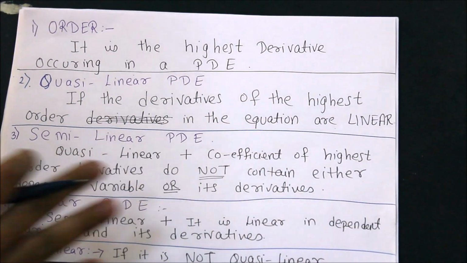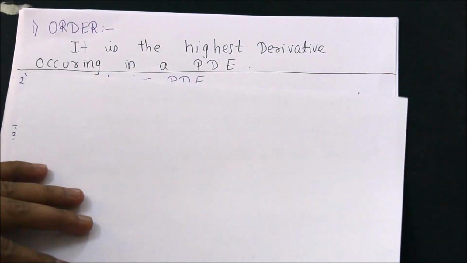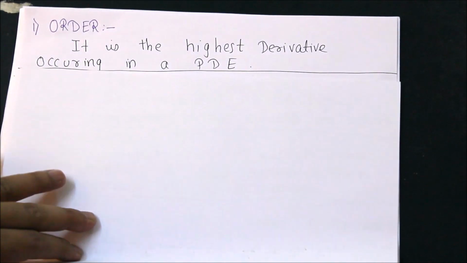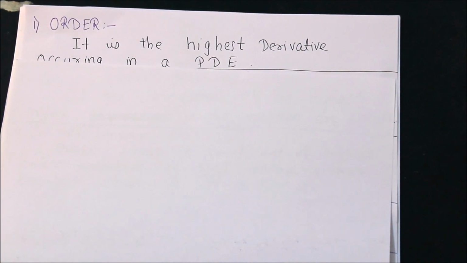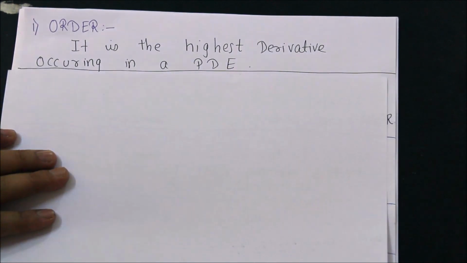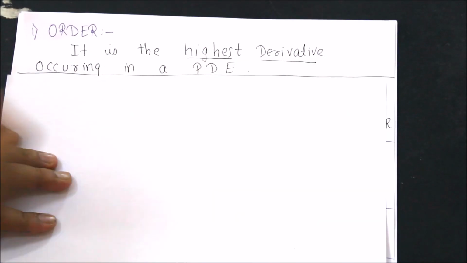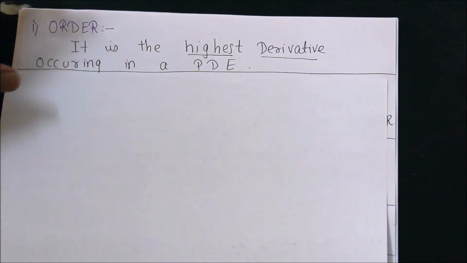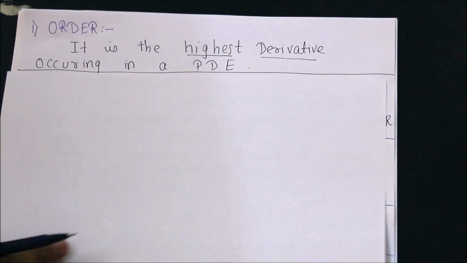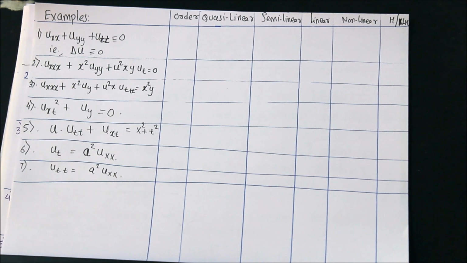Whenever you see a partial differential equation, the basic thing that you will come across is the order of a differential equation. So now let's concentrate on what we mean by the order of a differential equation. It is the highest derivative that occurs in a PDE, and that is called the order of the differential equation. Now let's go to an example.